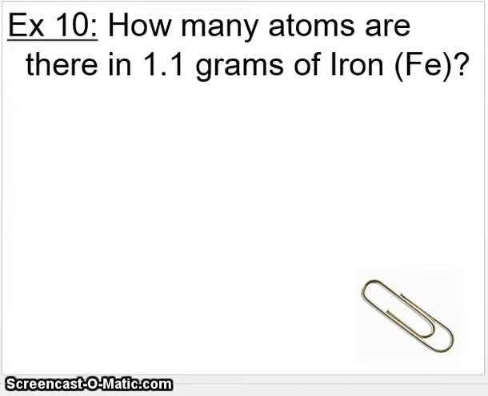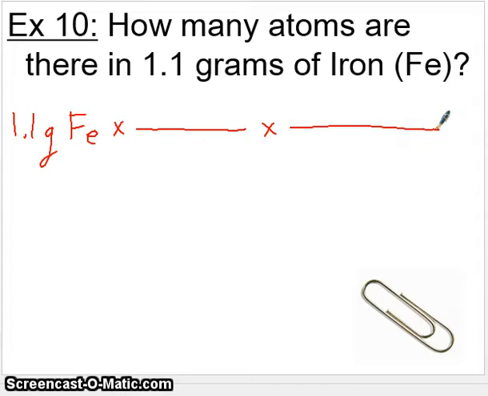Example 10, which asks how many atoms are there in 1.1 grams of iron. This will be a two-step conversion, and we will be going through the concept of the mole. So as usual, we'll begin with 1.1 grams of iron. Iron's symbol is Fe. And in this case, because it's a two-step, let's go ahead and set up two conversion factors. What we'll do is we'll go through moles. So because moles are in the middle, we'll first go from grams of Fe to moles of Fe, and then we'll go from moles to atoms.